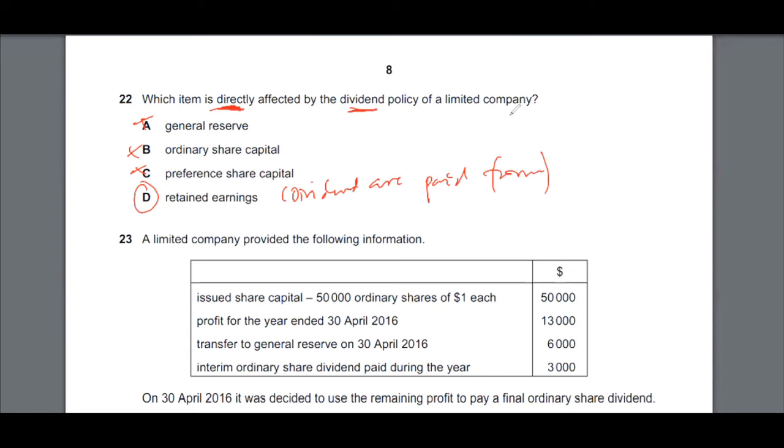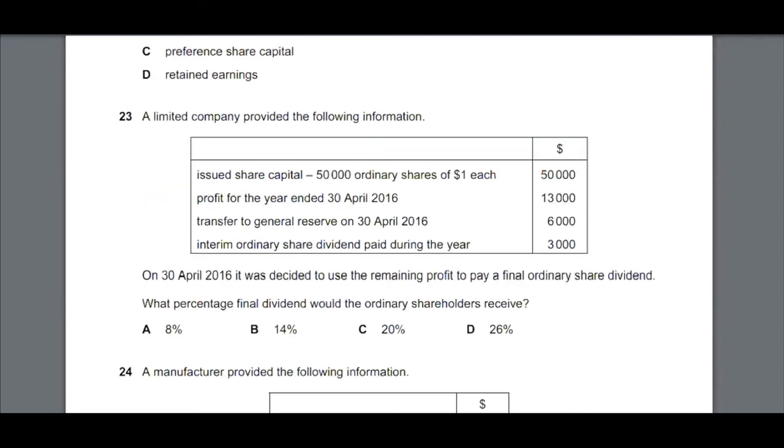Let's look at multiple choice 23. A limited company provided the following information. We have issued share capital, profit, transfer, interim ordinary dividend. We have the dollar amounts here. On 30th April 2016, it was decided to use the remaining profit to pay a final ordinary share dividend. What percentage final dividend would the ordinary shareholders receive?